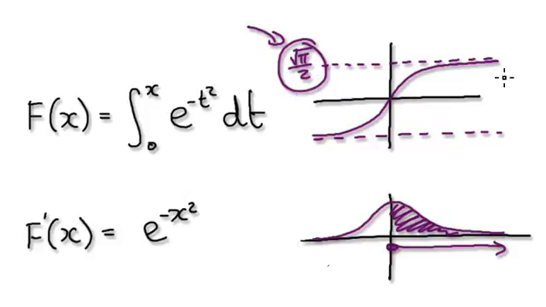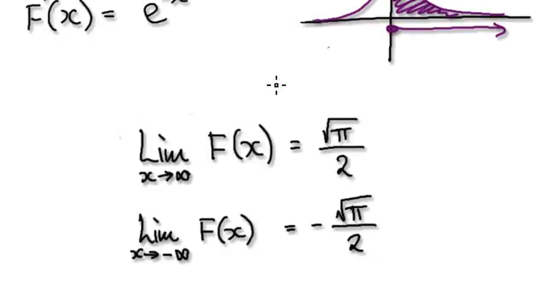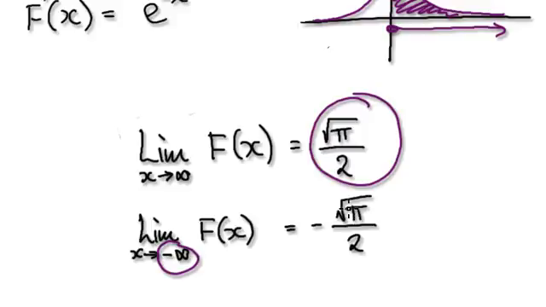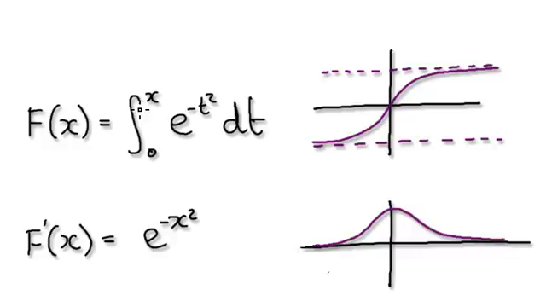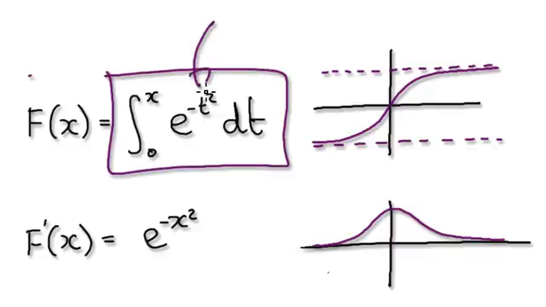But the limit of this thing here, the height of this function here, or another way of thinking of it, the limit as x tends to infinity is root pi over 2, and as x tends to negative infinity, it is negative root pi over 2. So when you come to read this, the area here as x tends to infinity, this whole area here is the height of this thing here.